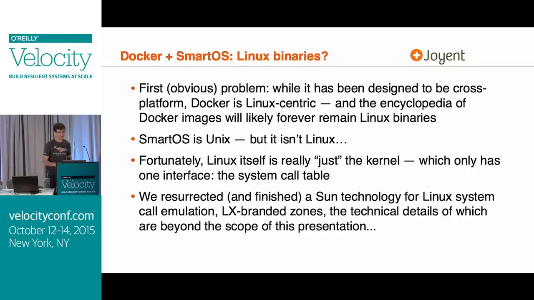But there are some obvious obstacles. Obstacle number one is like, well, you've got the whole Linux thing, right? There's that. So we're SmartOS. SmartOS is Unix, but it's not Linux. It's like, oh, what's the difference between Unix and Linux? It's like, Daddy, what was Vietnam? It's like, oh, okay, well, it's a long story, right?